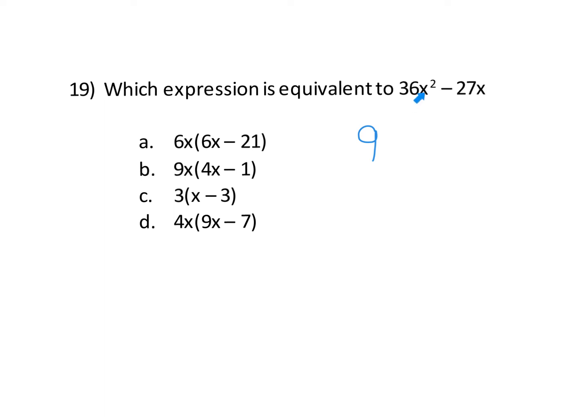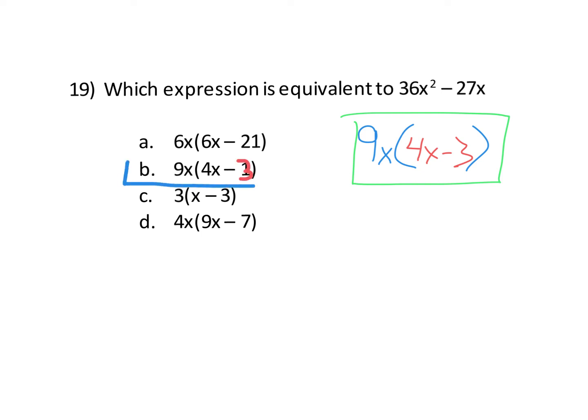Now, we also have an x in common here, so we have x squared and x. That means we can also take out an x. Well, what is remaining is what we have to multiply. So 9x times 4x, and then minus 3. Okay, so this is the correct answer. 9x times 4x minus 3, and you can see that B was the correct answer. And that's the end of part 5.